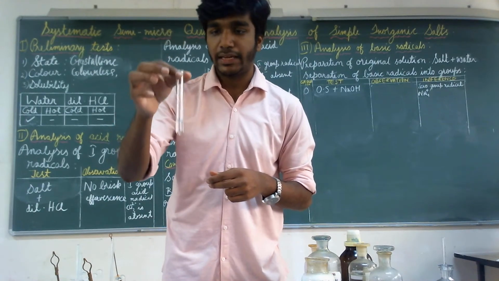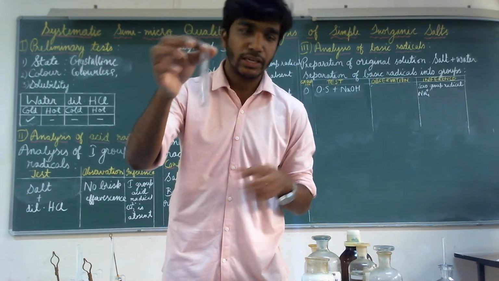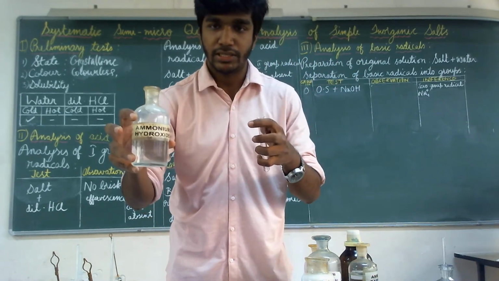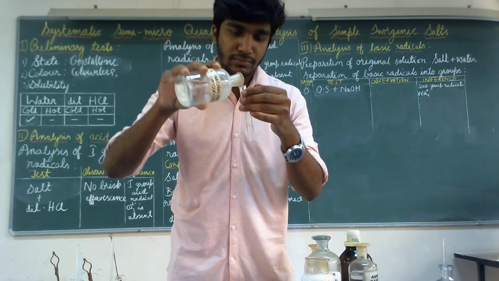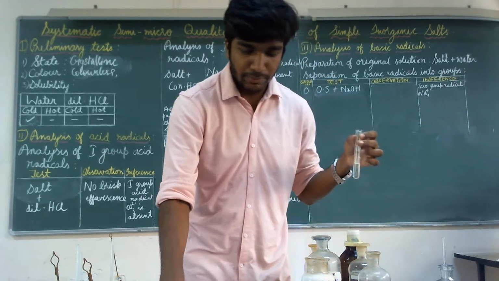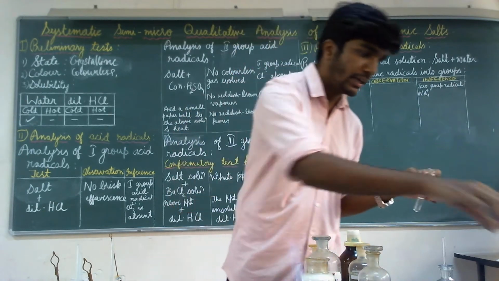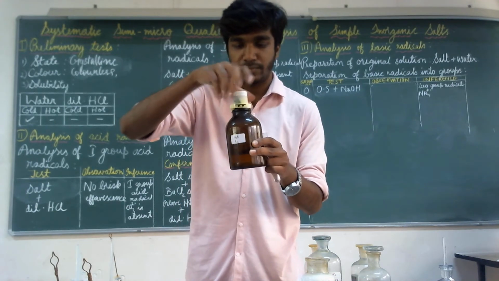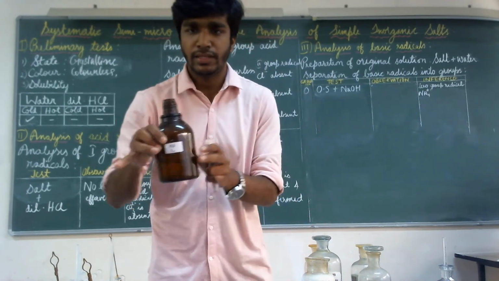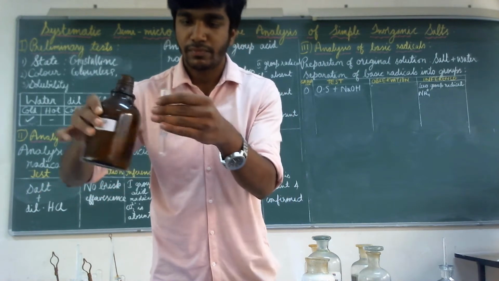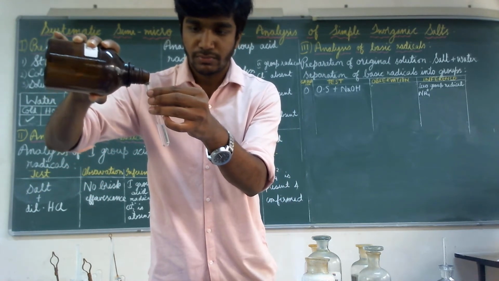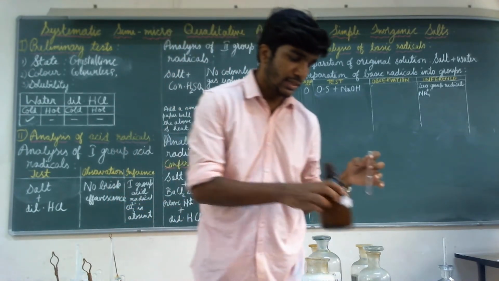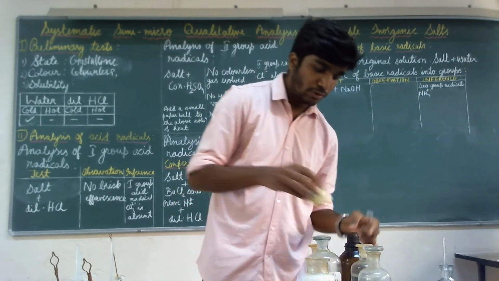Anyway, so I've taken original solution. To this I've added NH4Cl. Now we'll be adding NH4OH, ammonium hydroxide, and add H2S to this. If you're getting a white precipitate, or if you're getting a precipitate, it indicates that fourth group radicals are present. Let's see if we get a precipitate. There's hydrogen sulfide H2S. I'll add this to the test tube. See, I'm not getting any precipitate, which basically indicates fourth group basic radicals are absent. So now we'll move on to the fifth group basic radicals.